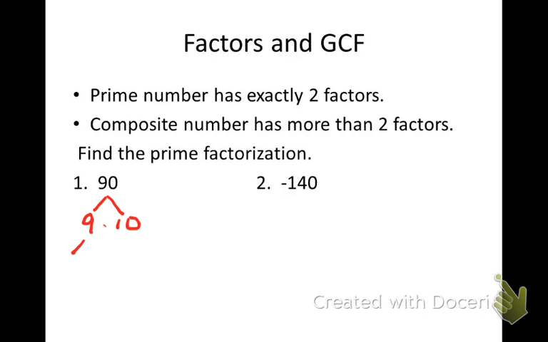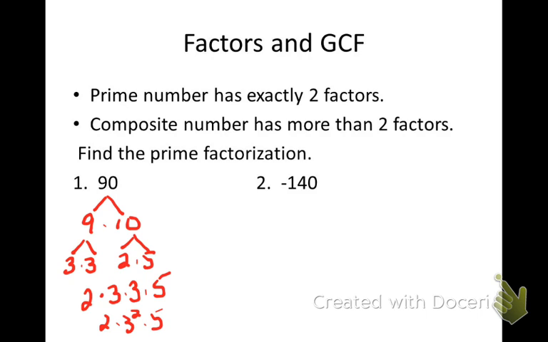Is 9 a prime number? No, it breaks down into 3 times 3. Is 10 a prime number? No, it breaks down into 2 times 5. Is 3 a prime number? Yes. 2 and 5? Yes. I like to write these with the smallest first: 2 times 3 times 3 times 5, that's called factor form, or 2 times 3 to the second times 5. As long as it doesn't specify in the directions, I don't care which way you write it.